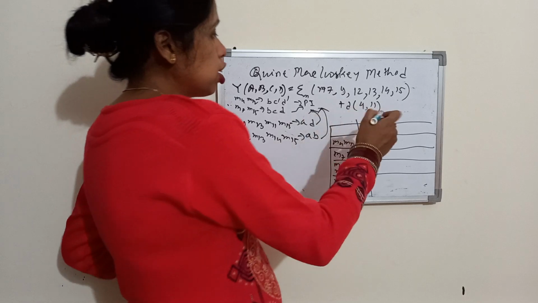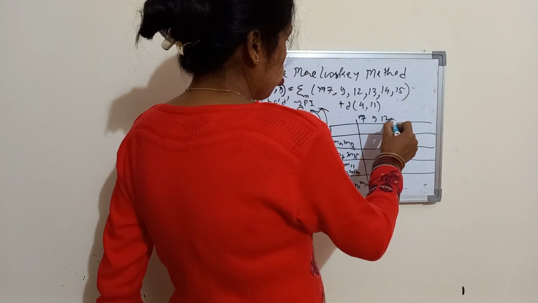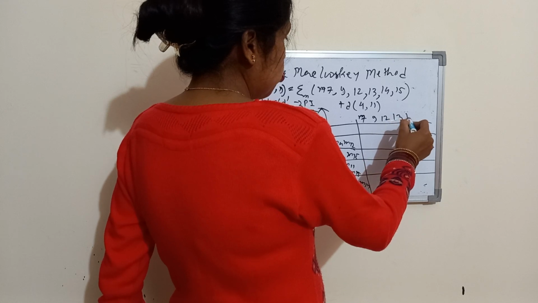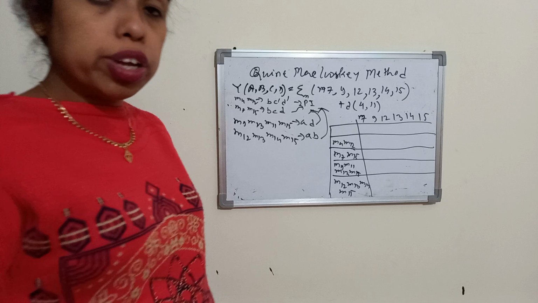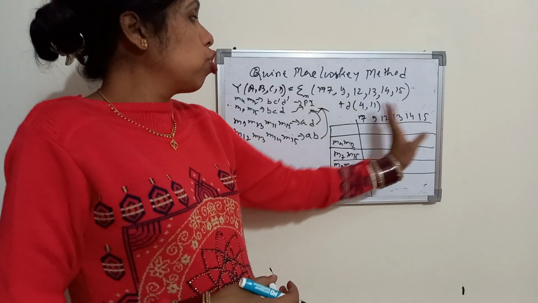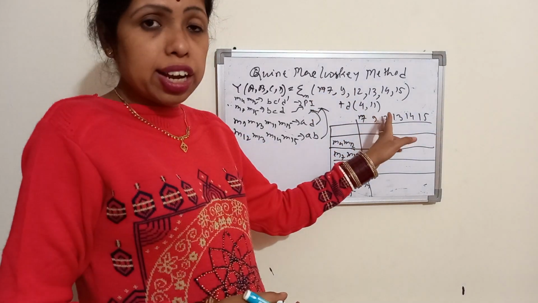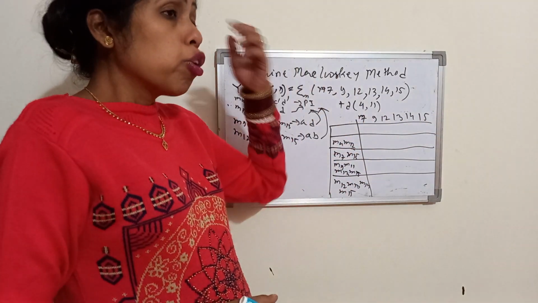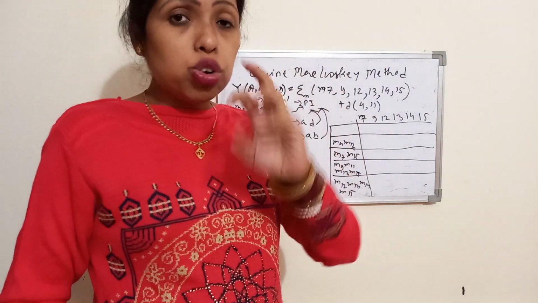Now horizontally I am writing all the min terms: 7, 9, 12, 13, 14, 15. 4 and 11 are not required to write here because these are don't cares only. Here I have written all the PIs, but here I did not write all the min terms. Only I have written min terms. I did not write the don't care here. It is not required, because when you do the grouping, it is not required to consider don't care.